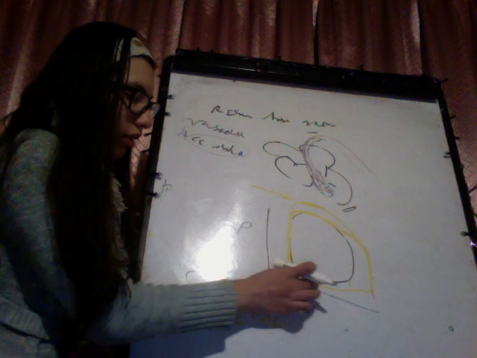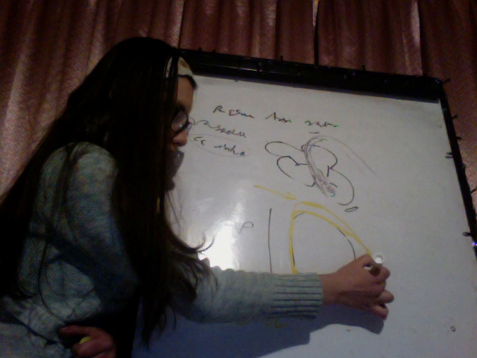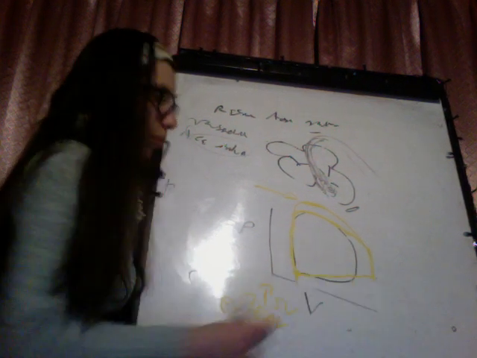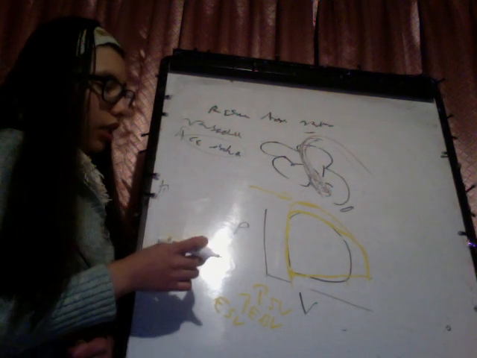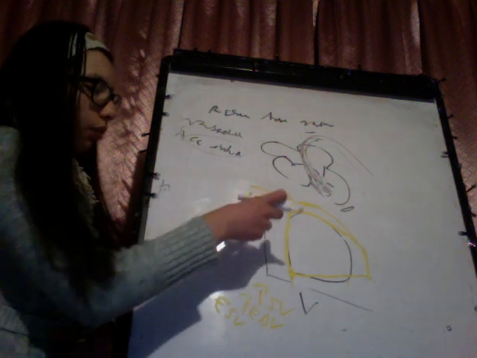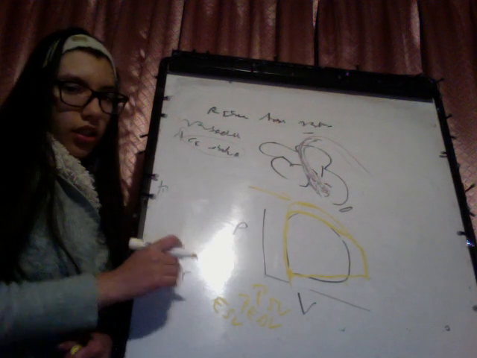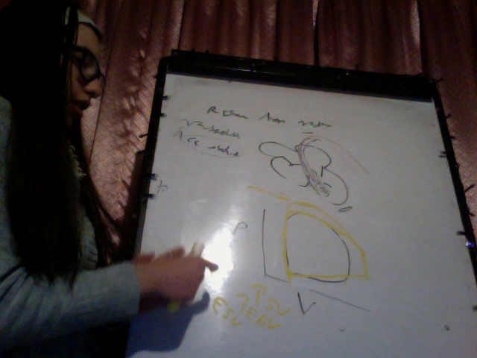Oh, well, here I should have drawn it like this. I didn't mean to draw it like that. Oh, well. The most important thing is that in aortic insufficiency, we are moving the loop to the right. That is, in summary, the change in the pressure volume loop.